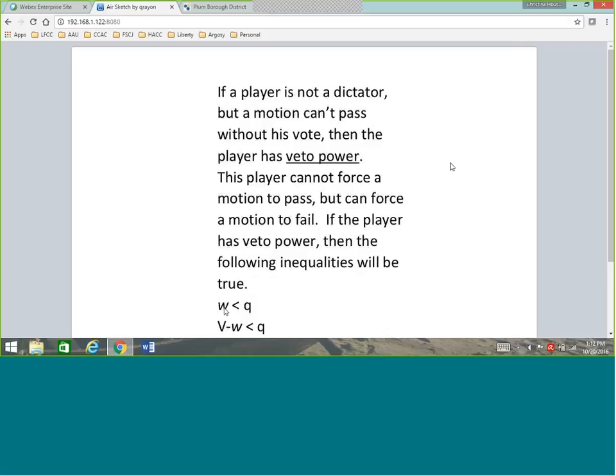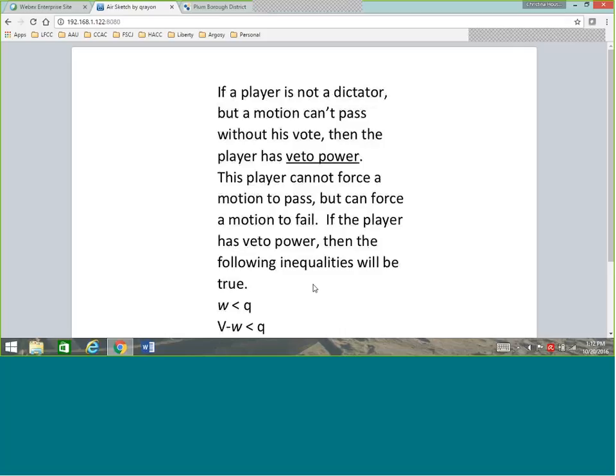So that player's weight would first of all have to be less than the quota, because if it's greater than or equal to the quota, he's a dictator. So to have veto power, the weight has to be less than the quota, and the sum of the weights minus that player's weight has to be less than the quota. So if both of these inequalities hold true, then that player would be considered to have veto power.